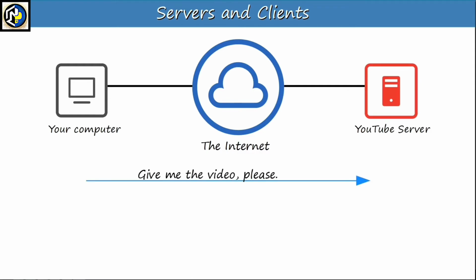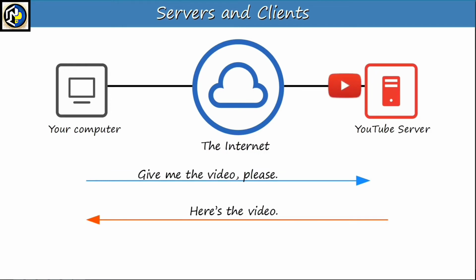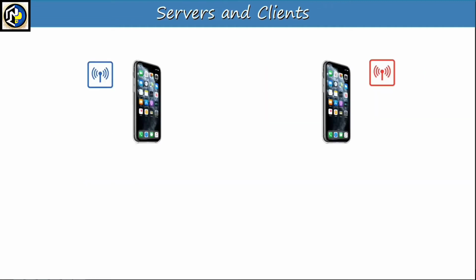So, your computer sends a request to the YouTube server for this YouTube page, including the video. And YouTube's server sends the data passing through the internet back to your PC. However, YouTube doesn't send the data all at once. It sends you a stream of data until you've watched the whole video.